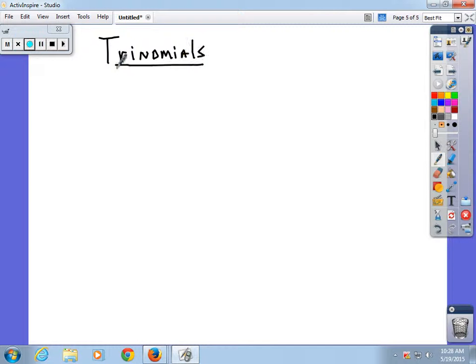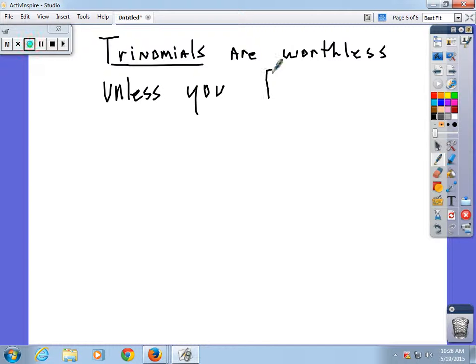Trinomials are worthless unless you what? Factor them. So remember that when you're doing these problems. If you see a trinomial, chances are you're going to have to factor, especially at the beginning of the problem. Give you an example.